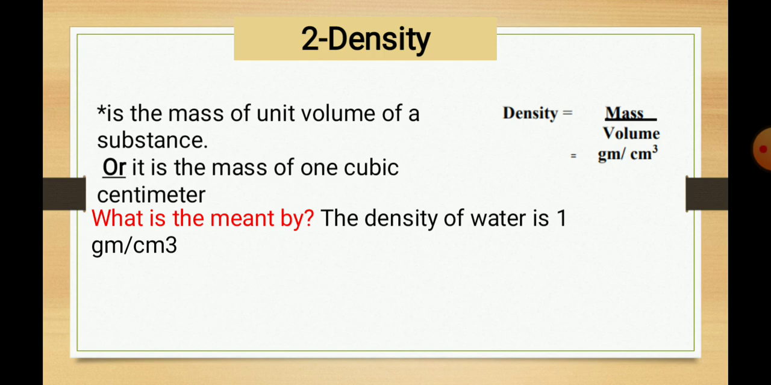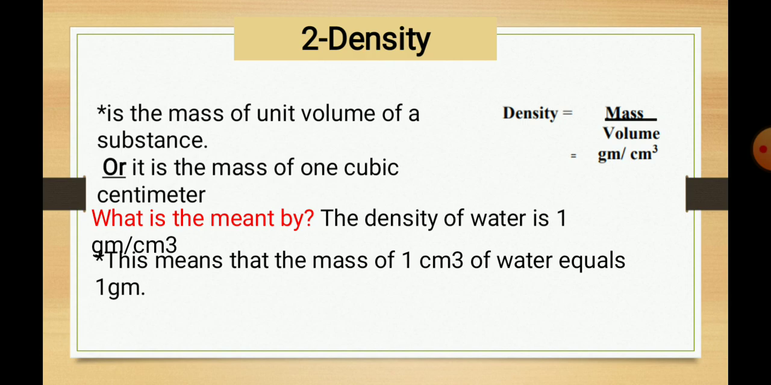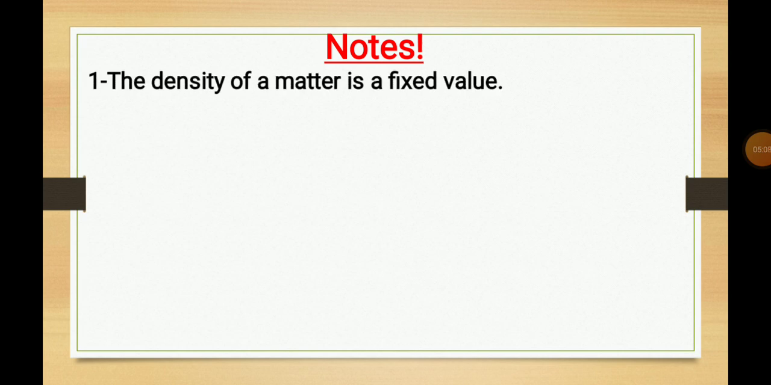What is meant by the density of water is 1 gram per cubic centimeter? This means that the mass of 1 cubic centimeter of water equals 1 gram. Okay, notes. Number one, the density of matter is a fixed value. How come? The density of matter is a fixed value whatever the used volumes or masses differ.